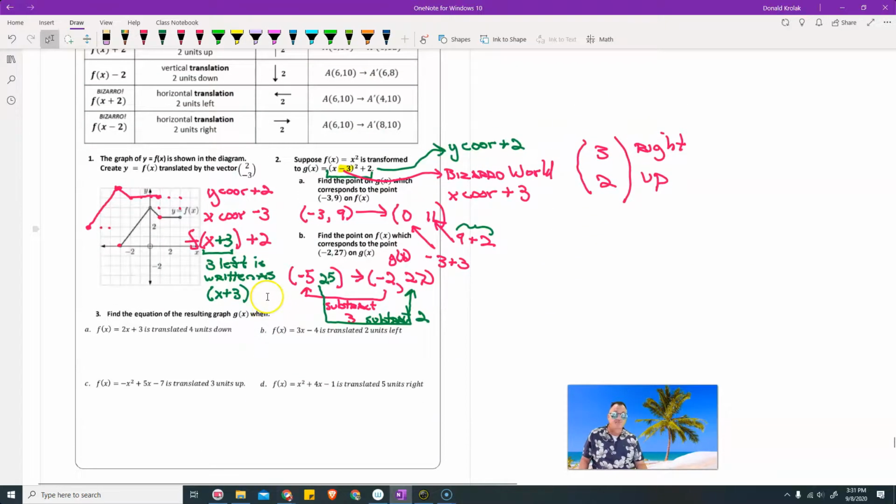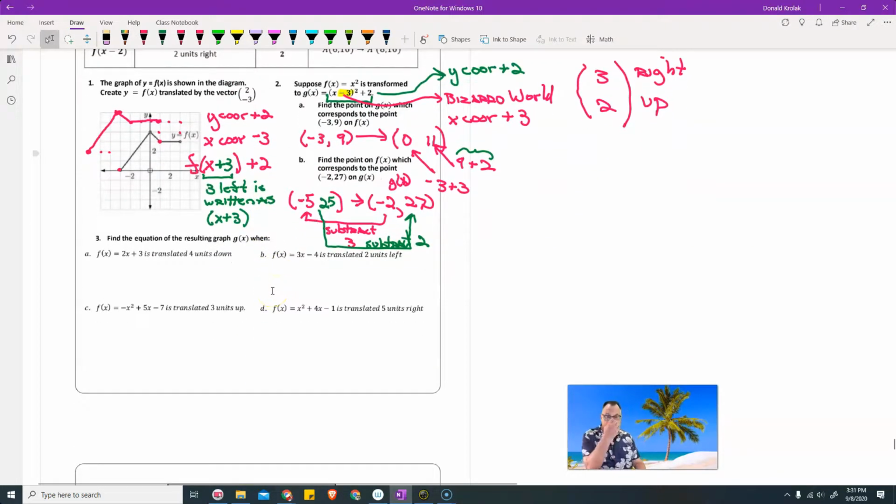Okay, the last section here is, how could you rewrite this equation if you wanted to translate it 4 down? All right, so 4 down means take the output and add 4. So that's simply going to be 2x plus 3 plus 4. So that would be 2x plus 7.